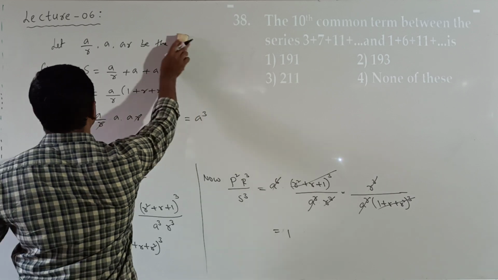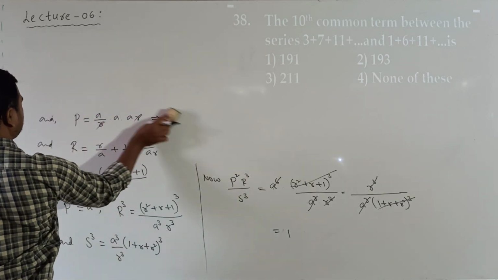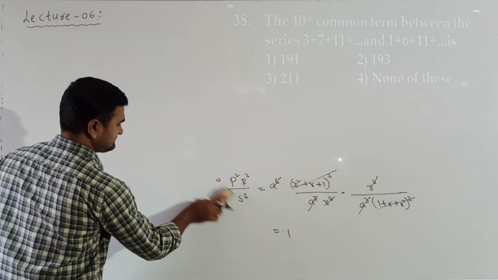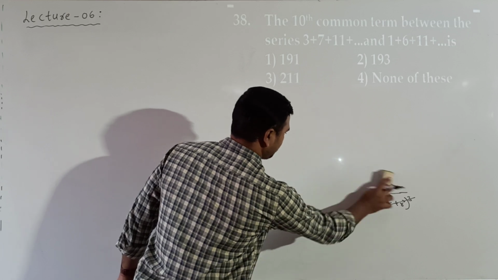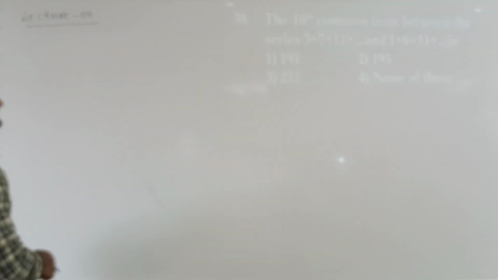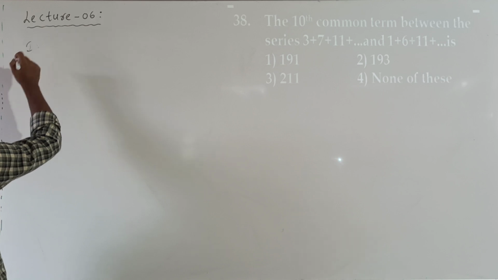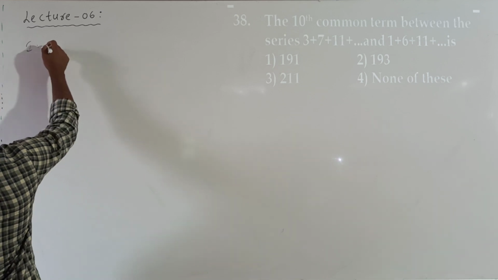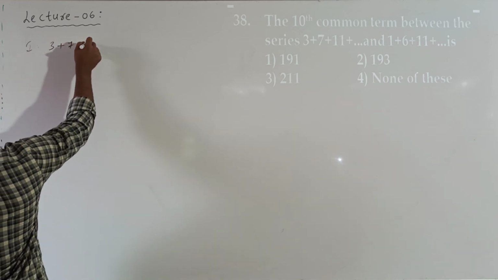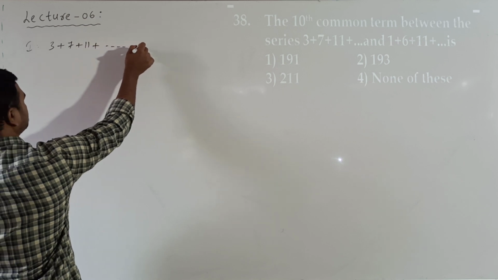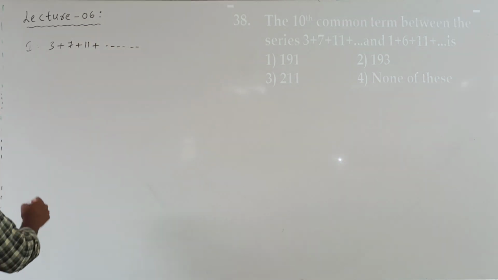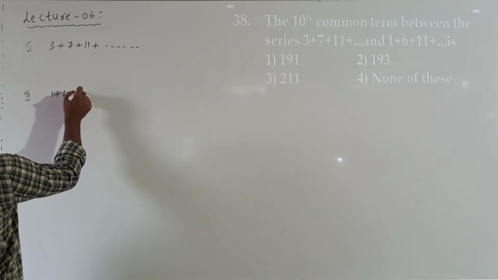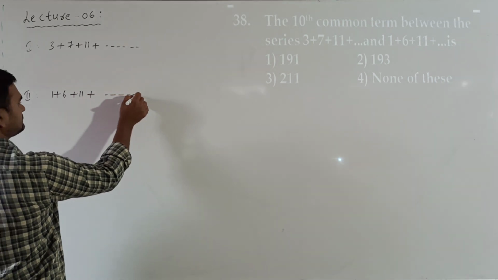Now let us observe the two series given. First series is 3 plus 7 plus 11 plus and so on. This is the first series. And second series is 1 plus 6 plus 11 plus and so on.